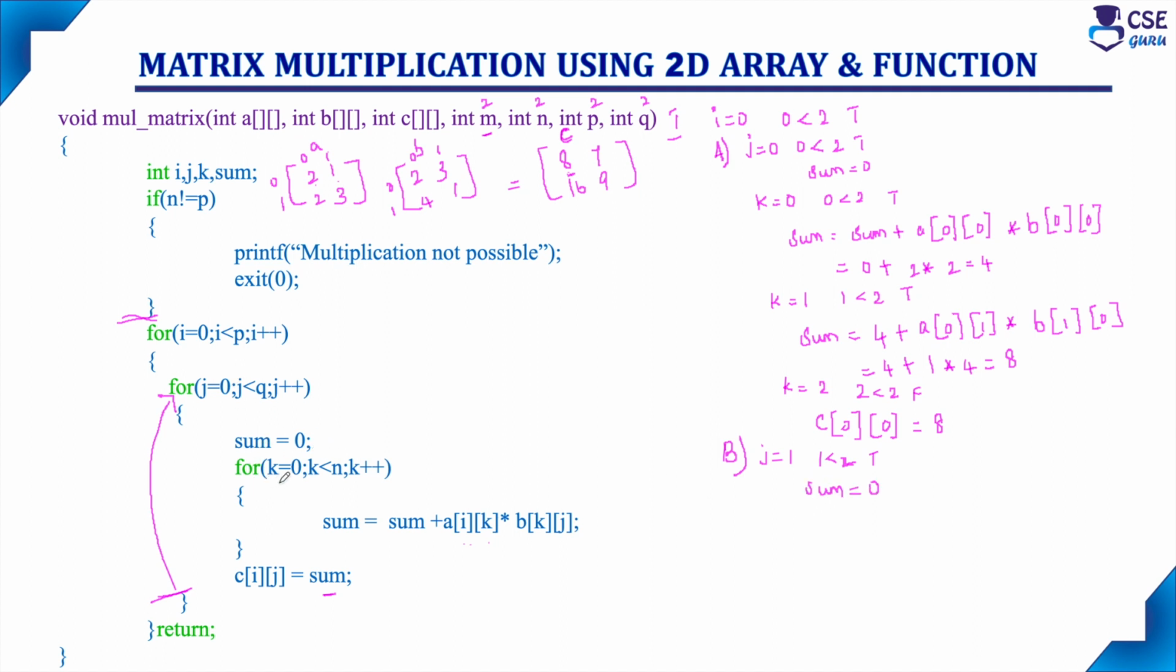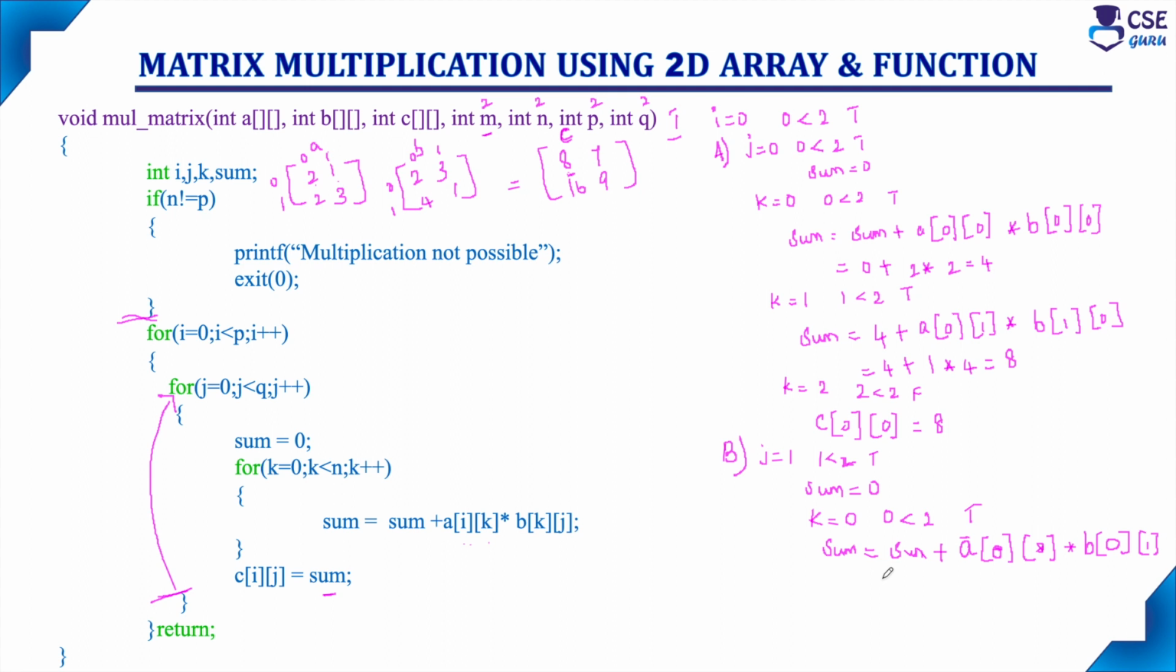Next, control goes to the kth for loop. Now, K is equal to 0. Check the condition 0 less than 2. Okay. And then condition is true. Then it will execute this statement, that is sum is equal to sum, which is 0, plus A of ik. Okay, that is I is 0 and K is also 0, into B of kj. K is 0 and now J value is 1.